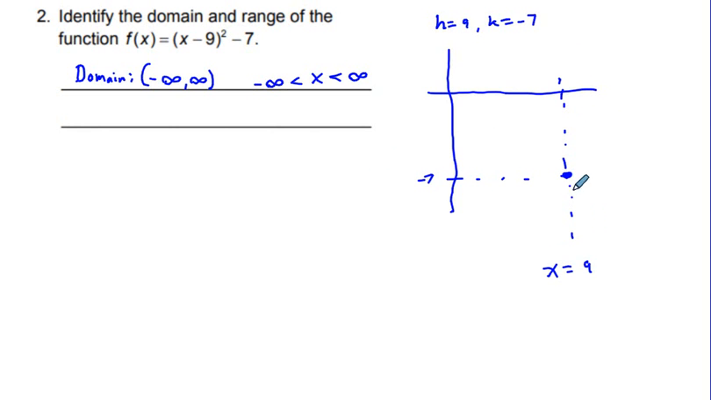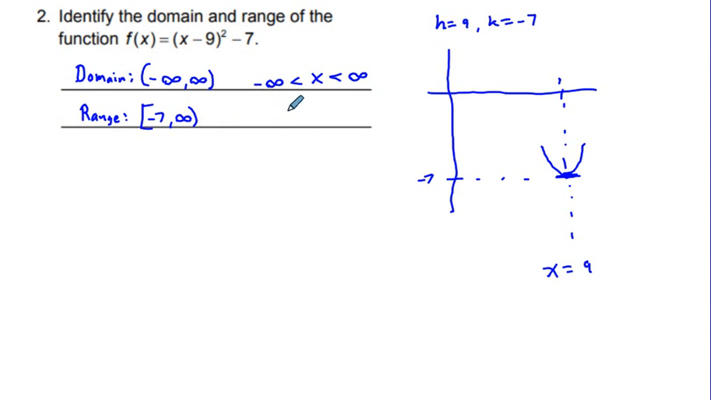So here's our vertex. And we have a is 1, so we're going to have an upward oriented parabola. So I just draw that little piece there. And our lowest value here is going to be -7, y equals -7. So our range is going to be starting from a minimum of -7 to infinity.